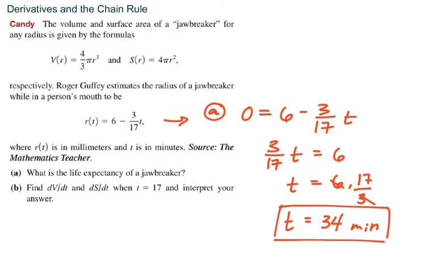All right, so let's find dV/dt and dS/dt when t equals 17, and we'll interpret our answer. So dV/dt and dS/dt are derivatives, and a derivative is a rate of change. Here we have volume with respect to time, or surface area with respect to time. Now, the formulas given for volume and surface area are not with respect to t as the independent variable. They are with respect to the radius.